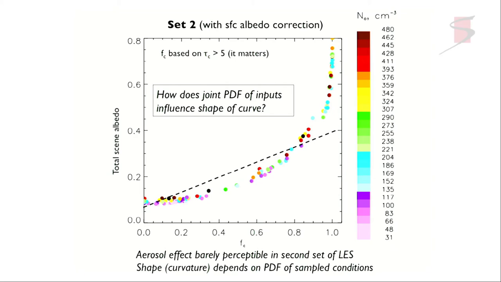So a question then is, how does the joint PDF of those initial conditions, or the conditions that the atmosphere presents to us, influence the shape of that curve? I think that's something worth pursuing.